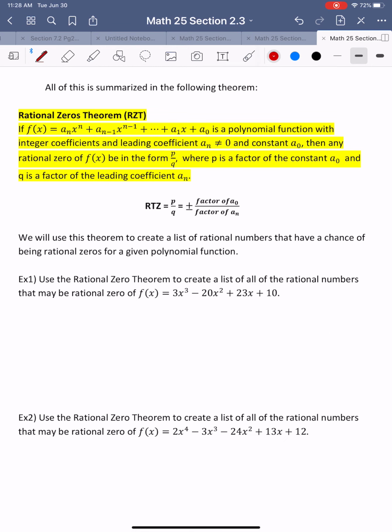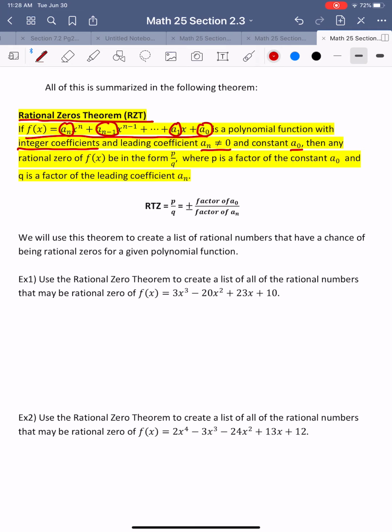So all of this is summarized in the following theorem, which we call the rational zero theorem. If we have a polynomial function in general form, it has to have integer coefficients, which means a sub n minus 1, a sub 1, and a sub 0 must be integers, okay? So no fraction, no decimal. And of course, the first term should not be 0. And the constant term is a sub 0.